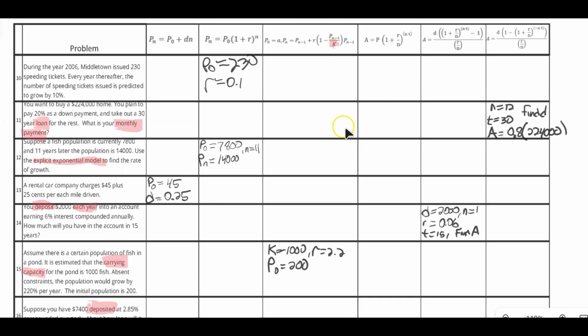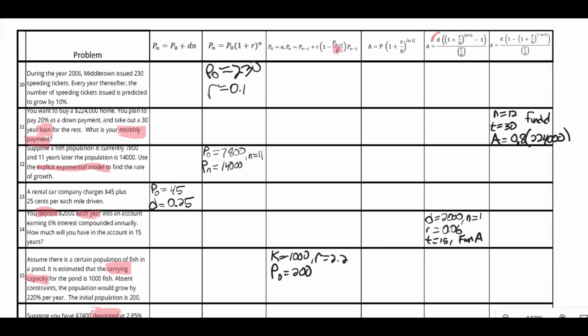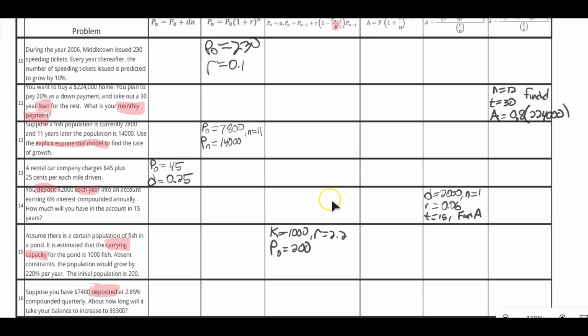So that's the difference between deposited monthly, where we'd work with this formula, and just a one-time deposit, where we work with this simpler compounding formula. This is the one we get for this last problem. It just says deposited. It doesn't say how frequently. So we assume it's once.